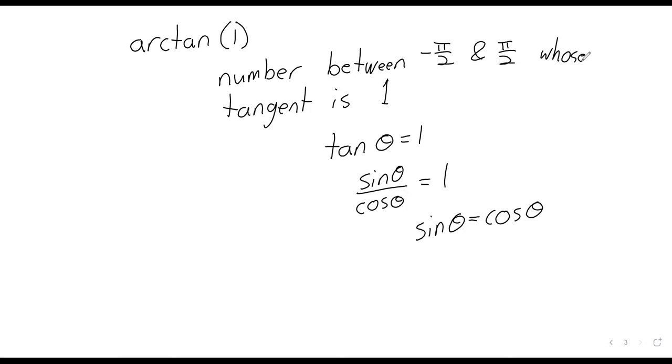Well, if you don't remember off the top of your head, it's probably not productive to be flipping through notes. Pi/4. The sine and the cosine are both the square root of 2 divided by 2. They're both the same. So the tangent of pi/4 equals 1.